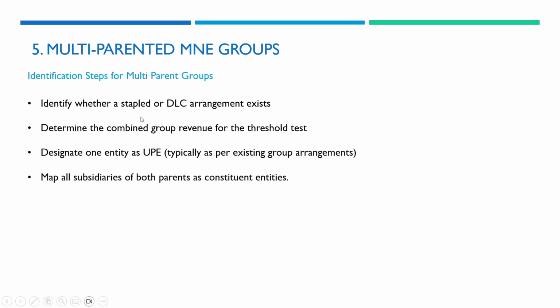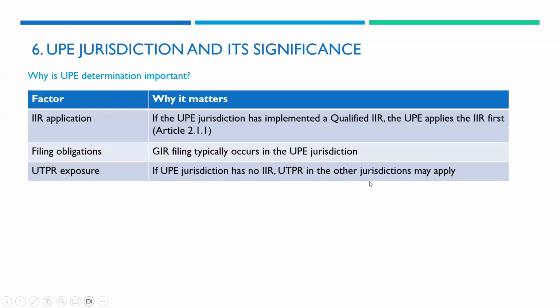Okay, so how do you identify? Identify where there is a stapled or DLC arrangement. Determine the combined group revenue. You have to combine the group revenue, not see them as silos, and designate one UPE. How do you determine that? By means of reasonableness, or typically as per the group arrangement, you can nominate one UPE who would be collecting the taxes and map all subsidiaries of both parents as constituent entities, in case you get a multi-parented MNE group structure.